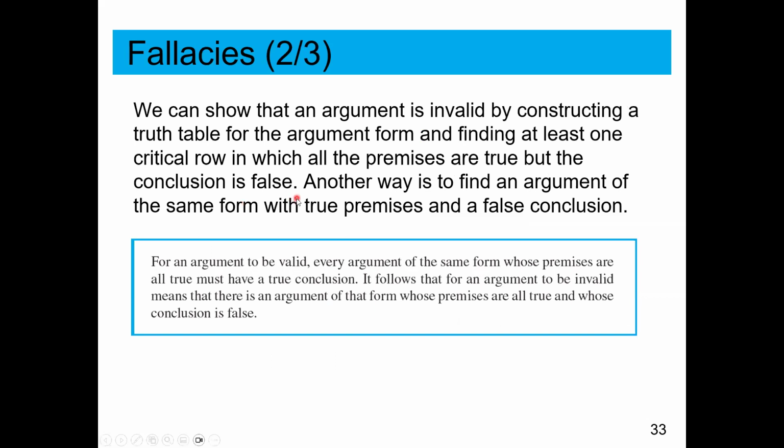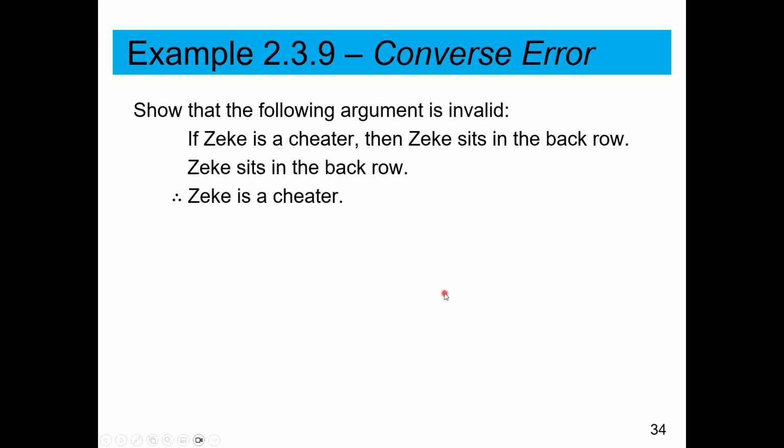And so again, making a truth table and finding at least one critical row where the premises are all true but the conclusion is false is one way you can show it's invalid. Another way is just a same form of truth and false conclusion. So let's just look at an example, because I really want to show this. If Zeke is a cheater, then Zeke sits in the back row. Zeke sits in the back row. Therefore, Zeke is a cheater.